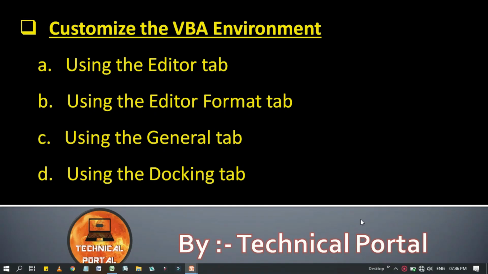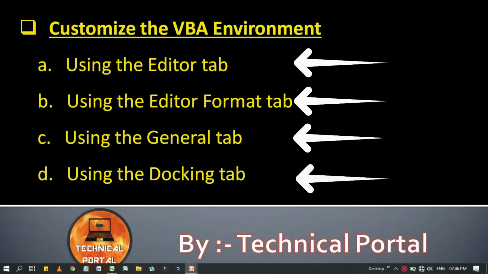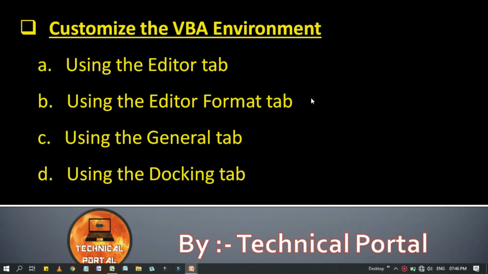So let's start and let's get back to the Excel workbook where we will use this. There are actually 4 ways to customize the VBA environment, that is the Visual Basic Editor: using the Editor tab, using the Editor Format tab, using the General tab and using the Docking tab. We will learn about this in this workbook.